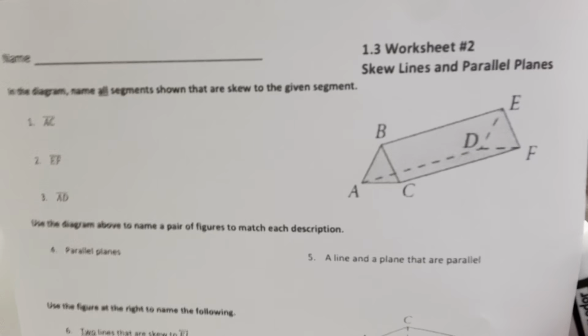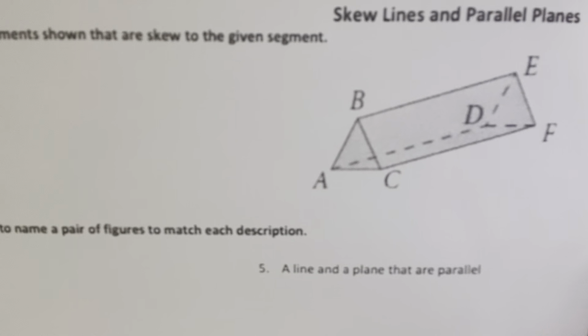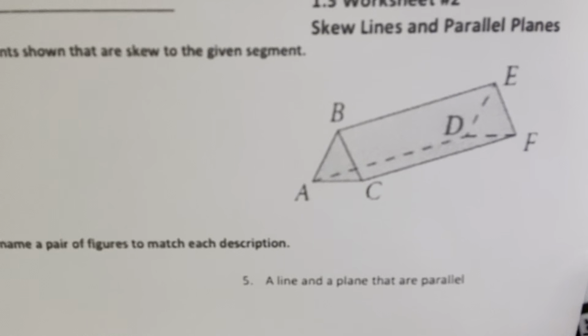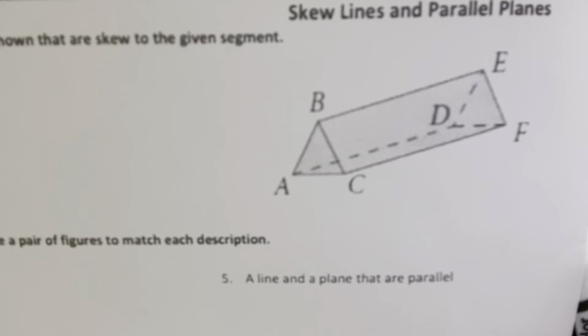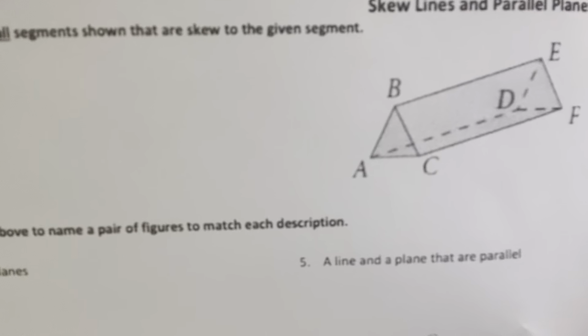All right. Do we have any planes that are parallel? Yes. Okay, which ones are they? DEF and ABC. Correct. Do you see that? A, B, C, and D, E, F. Those two planes are parallel.